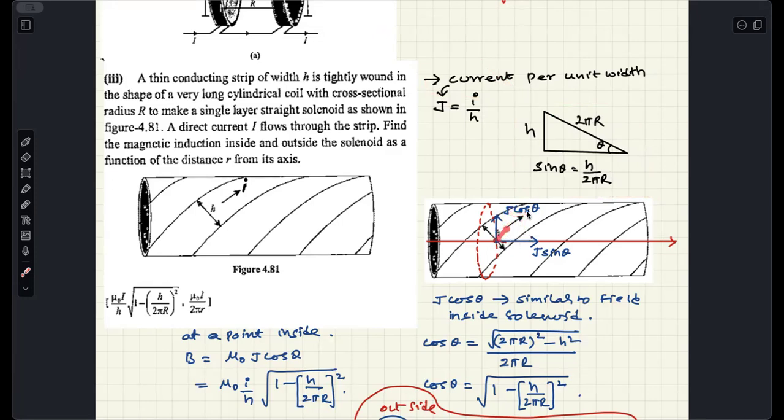Now I will resolve this current element, the current per unit width, into two components. One component in this direction, the other component in this direction. J sin theta along the axis. J cos theta, actually I should say circulating.